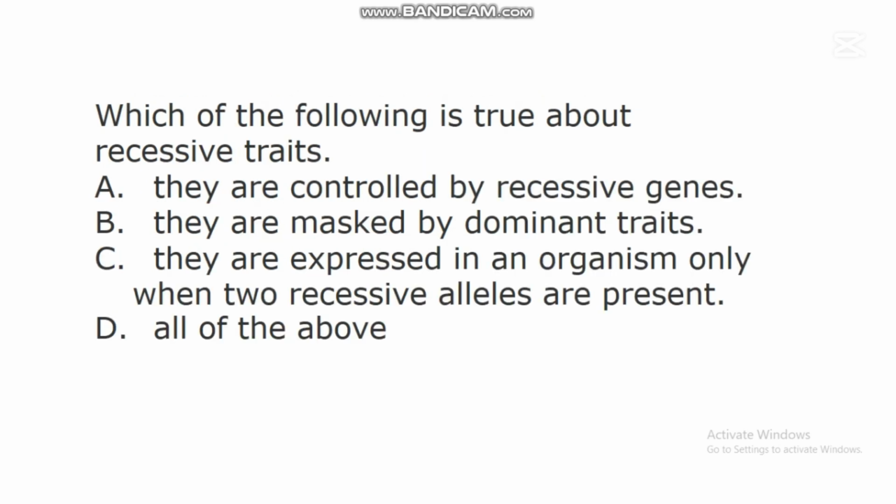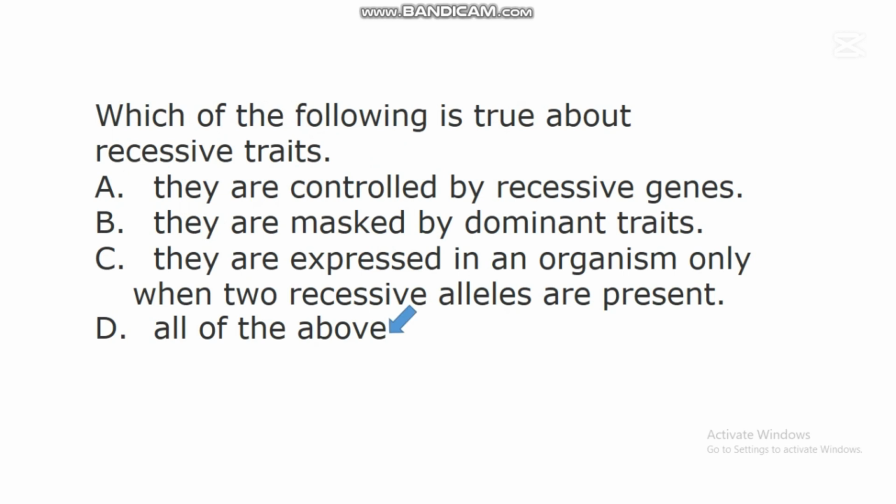The next question says, which of the following is true about recessive traits? A, they are controlled by recessive genes. B, they are masked by dominant traits. C, they are expressed in an organism only when two recessive alleles are present. D, all of the above. In this question, the correct answer is D, all of the above.